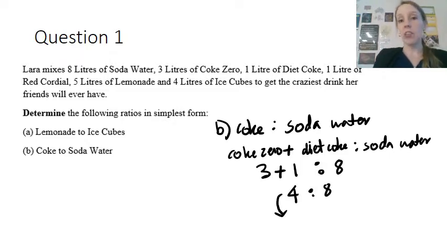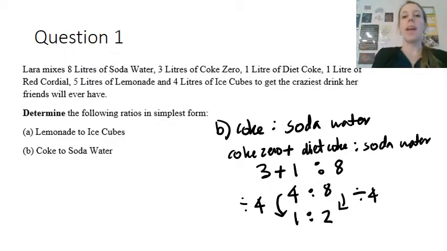Now we can actually simplify this ratio, and to simplify we'll have to divide by the highest common factor. So the highest common factor of 4 and 8 is going to be 4, so that's the highest number they can both be divided by. So 4 divided by 4 is going to be 1, 8 divided by 4 is going to give us 2. So our answer there would be 1:2.